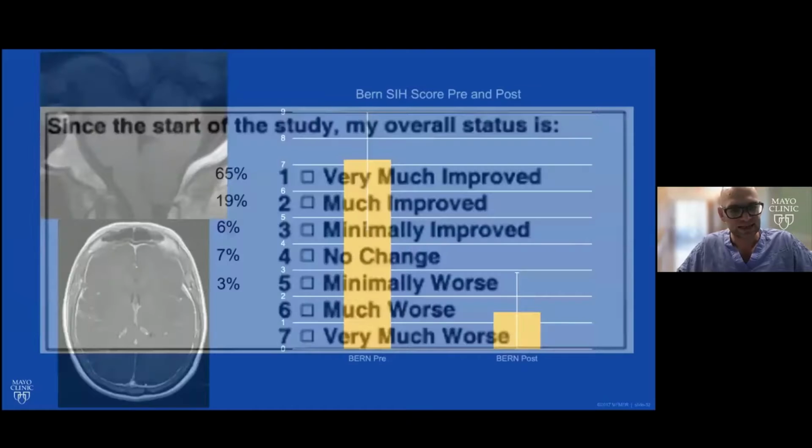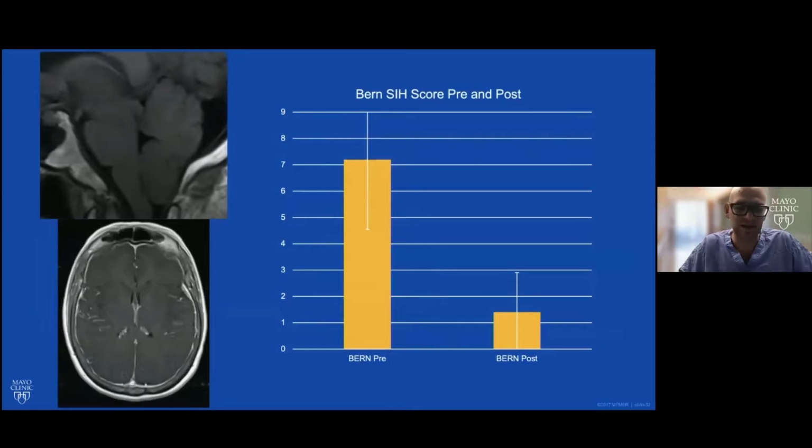So that's that. And then it's always good to see improvement in imaging, especially if you're a radiologist. But the Bern SIH score pre and post, we've had pretty remarkable improvements in those as well. And I will say that you probably have at least half a dozen patients now that did not have any brain sag, but definitely had CSF-venous fistulas that have been treated, and those patients did not have any improvement in their Bern scores because their scores were 0 pre and 0 post.